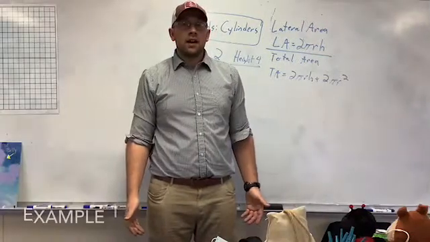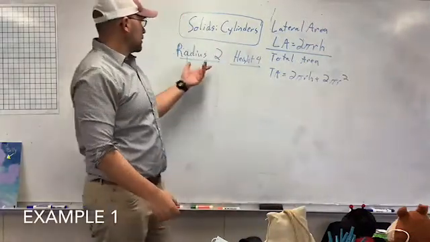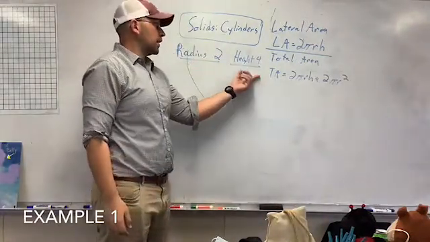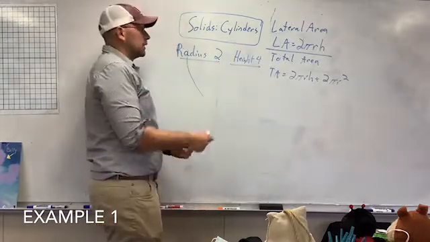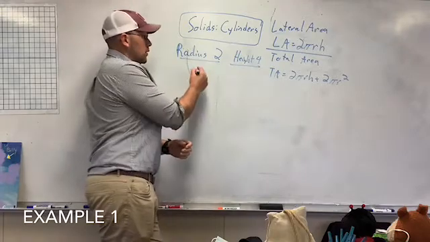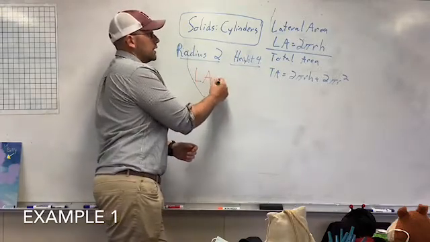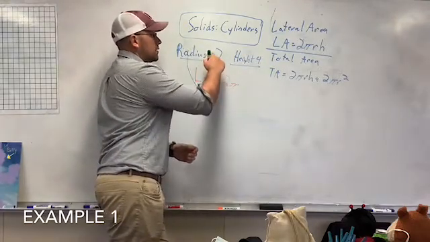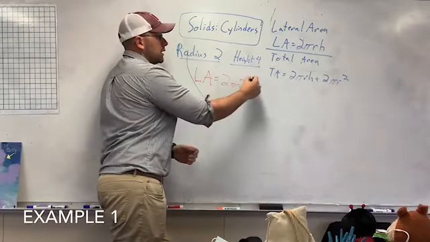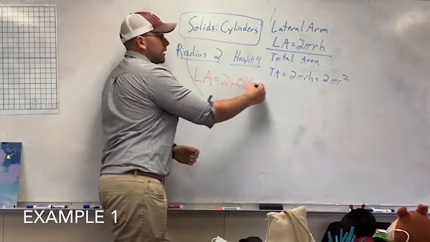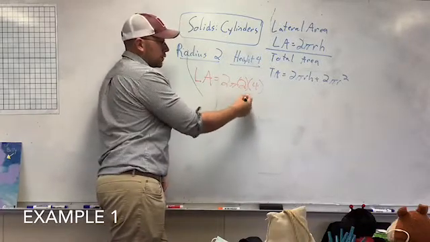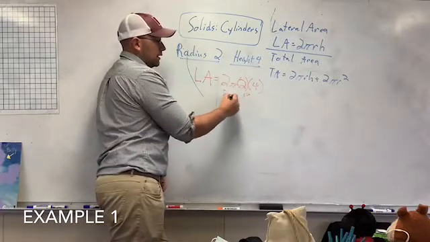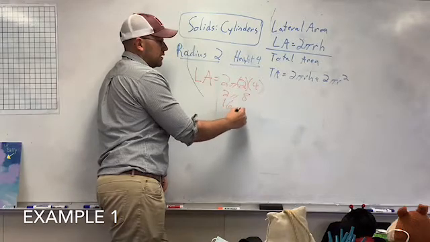Alright, let's say we have a cylinder with a radius of 2 and a height of 4. First thing we're going to do is find the lateral area. So LA equals 2 pi times our radius of 2 times our height of 4. We're just going to leave everything in pi too. So 2 times 4 is 8, times 2, so it's 16 pi.